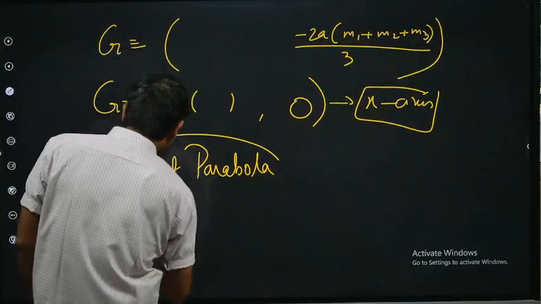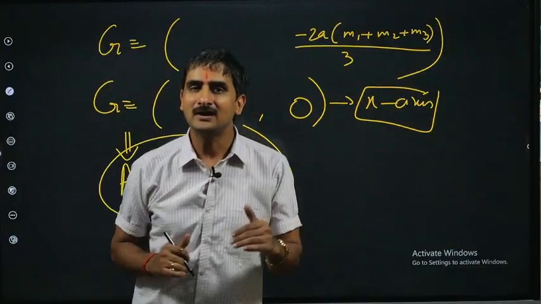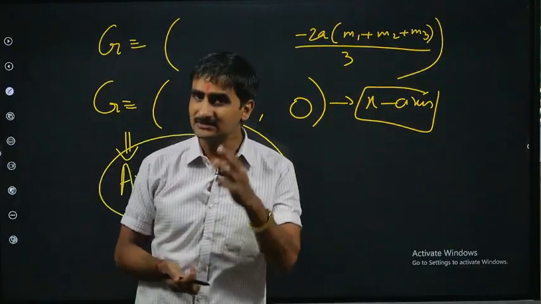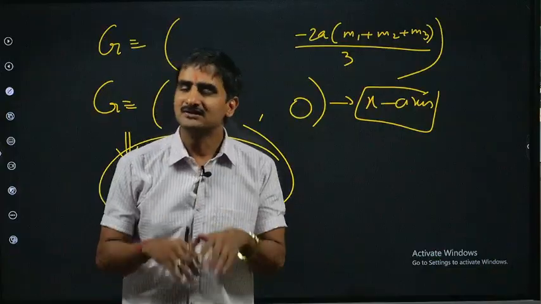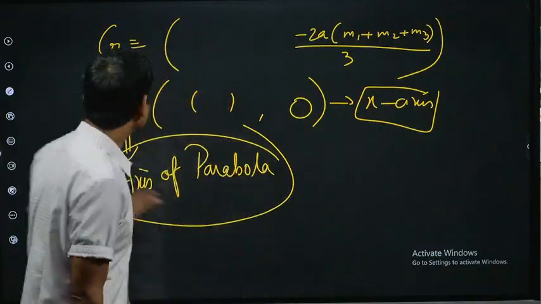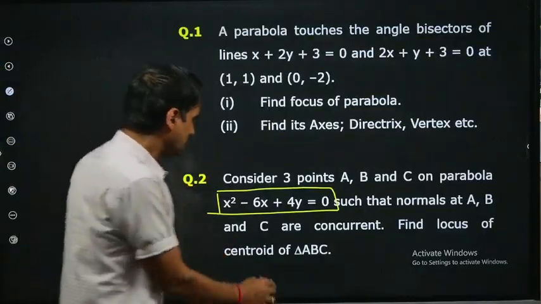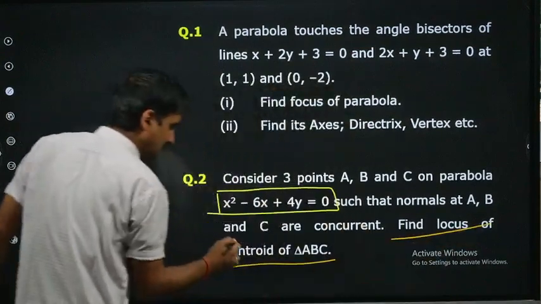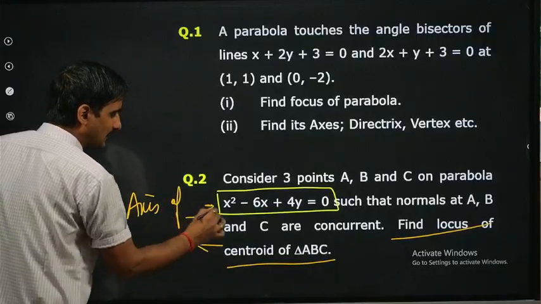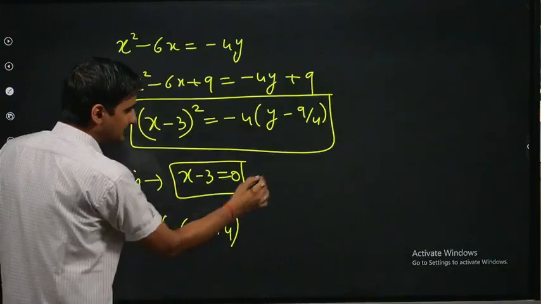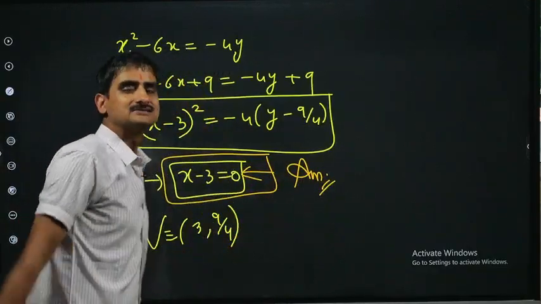Okay, so for any such case, for any such triangle formed by the feet of 3 normals drawn from a single point, or all passing through the same point, its centroid will always lie on the axis of the parabola. So without any calculation, the locus of the centroid of triangle ABC will be the axis of this parabola, and as I've already shown you, that's the axis, so that's the locus and that's our answer here.